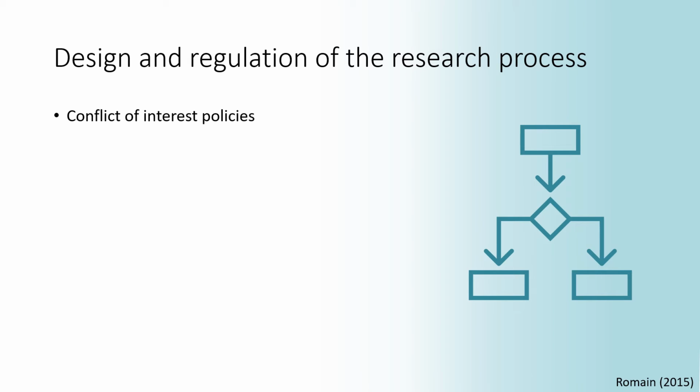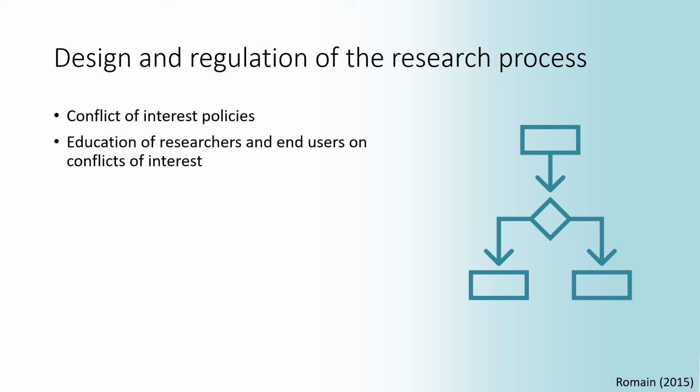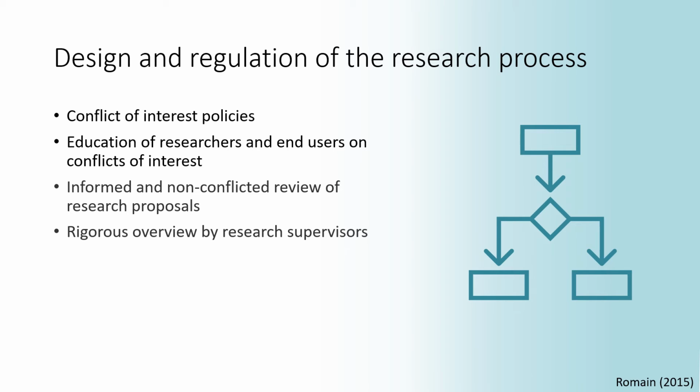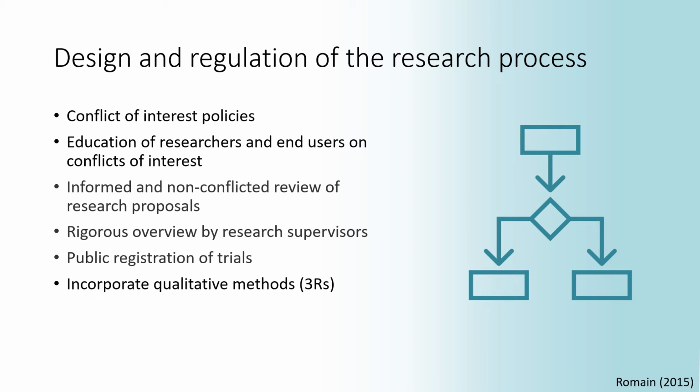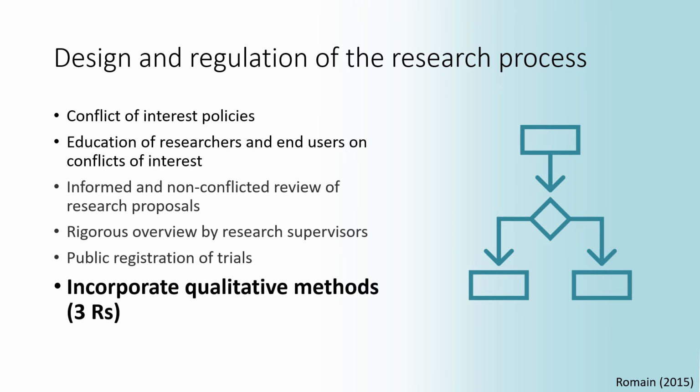The next category of strategies relates to the design and regulation of the research process. These strategies include conflict of interest policies, education of researchers and end users on conflicts of interest, informed and non-conflicted reviews of research proposals, rigorous overview by research supervisors, public registration of trials, and incorporating qualitative methods. So let's discuss in more detail how we can incorporate qualitative methods in order to address conflicts of interest. Specifically, we can borrow methods from the qualitative tradition in order to diminish some of the effects of secondary interests and biases.